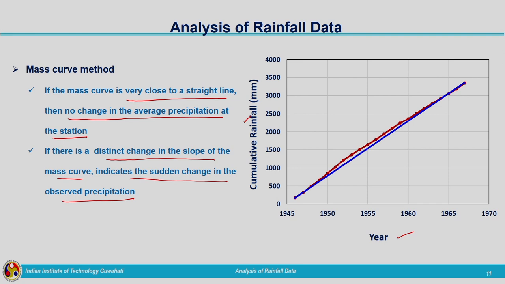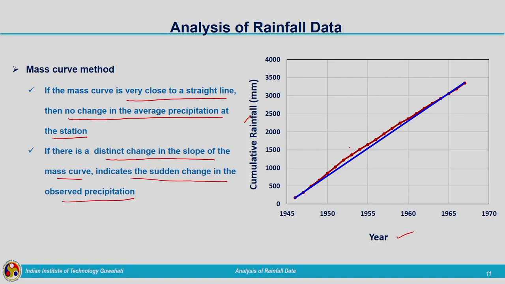to the collected data. If there is any sudden change in the slope of the mass curve, or we check with the straight line whether there is any deviation from the straight line corresponding to particular year data, then we need to go for correction of this data. So, from this we can only observe whether there is any inconsistency or not. Whether any particular year is showing inconsistent data or not can be understood from the mass curve method.